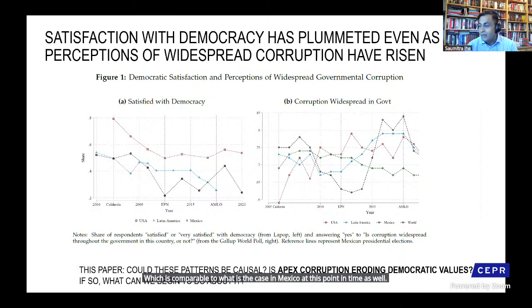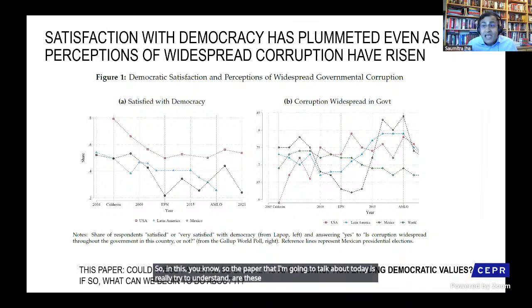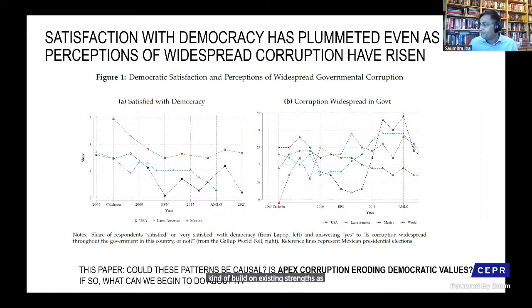So the paper that I'm going to talk about today is really trying to understand: are these patterns causal? Is apex corruption eroding democratic values? And if so, what can we begin to do about it? Can we leverage some of the ideas we talked about in the last class, some of nation building, of financial exposures to address these problems? Can we think about the broader context of the place to understand how we can build on existing strengths as well?